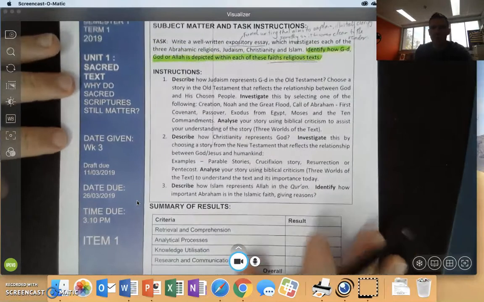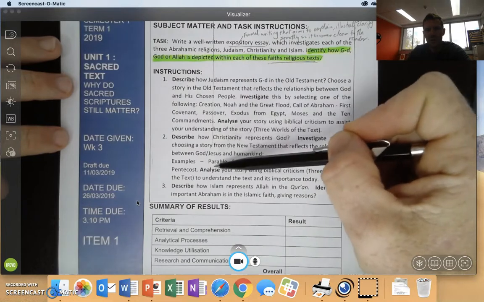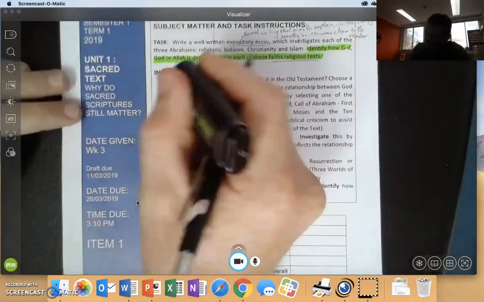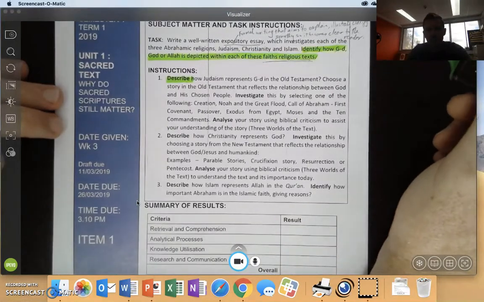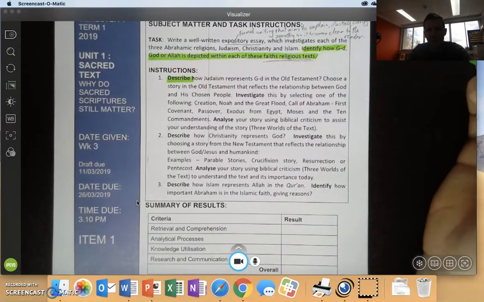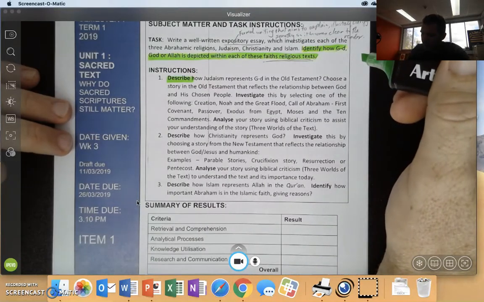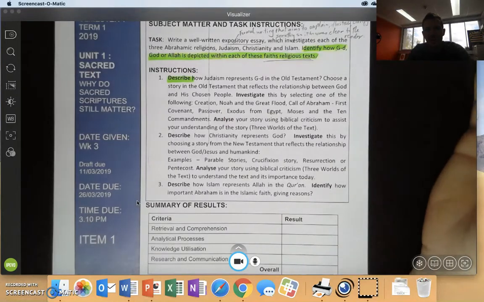In our instructions you can see there are three sections: one for Judaism, one for Christianity, and one down here for Islam. The first one, describe, a key term here, how Judaism represents God in the Old Testament. To do that, you need to choose a story of the Old Testament that reflects the relationship between God and His chosen people. Don't just pick anyone, even though most of them will do that anyway. Choose one that you feel reflects that relationship.